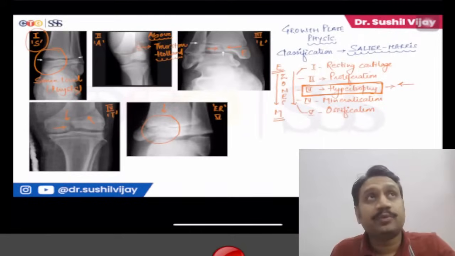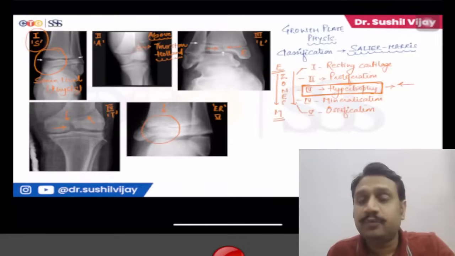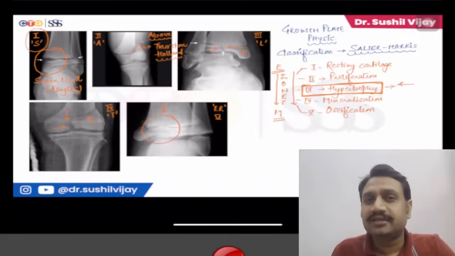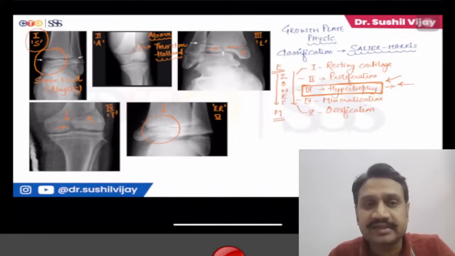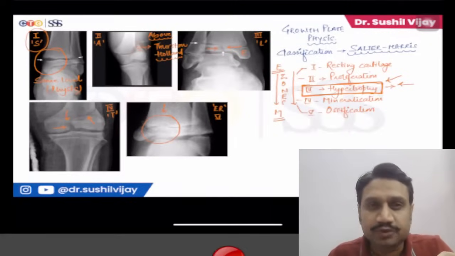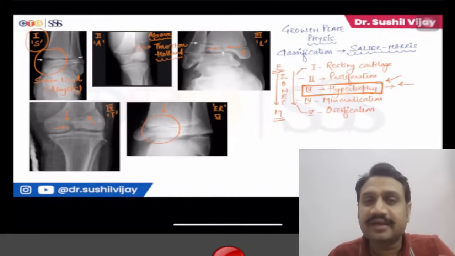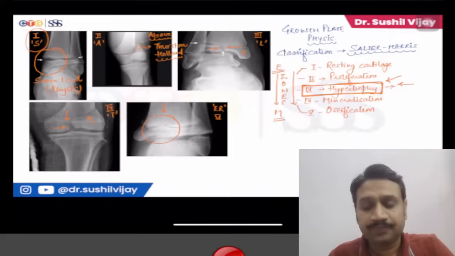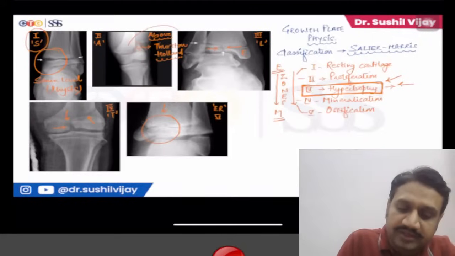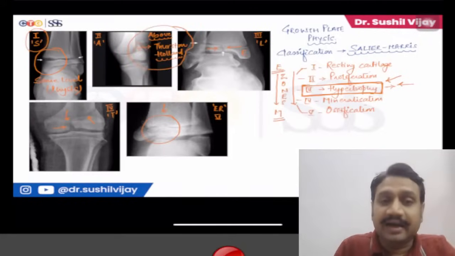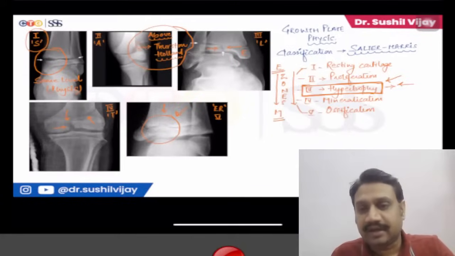And this injury, type 1, again I'm repeating my point: the commonest zone to get injured is the zone of hypertrophy. That was a recent INI-SET question. So from the Salter-Harris topic, there can be three questions framed. One, the commonest zone of the growth plate injury, which is hypertrophy. Second, questions related to the Thurston Holland fragment. And number three, the worst prognosis is of type 5. Archit, you are right. Absolutely correct.